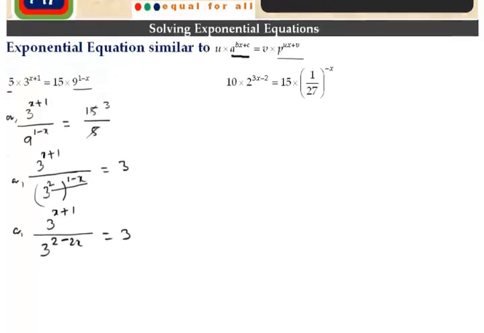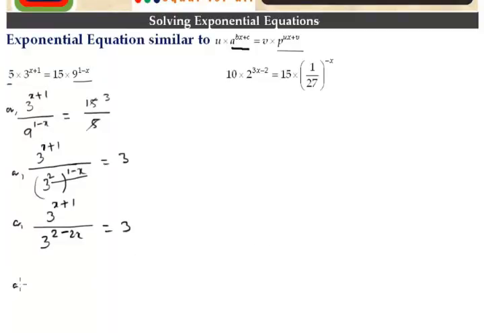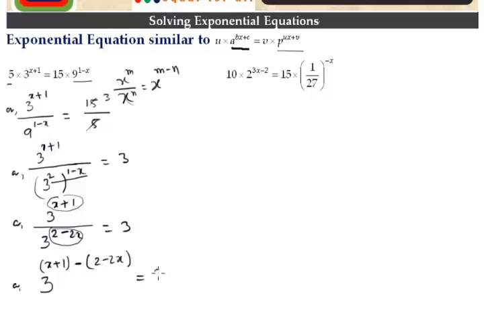Now here it is a division formula: 3 to the power x plus 1 divided by 3 to the power 2 minus 2x. So these are two powers, and in the division formula we know that if we have x to the power m divided by x to the power n, then we can write x to the power m minus n, that is numerator power minus denominator power. Here the base is the same, 3, so we can write 3 to the power x plus 1, the numerator power, minus the denominator power 2 minus 2x, equals 3.